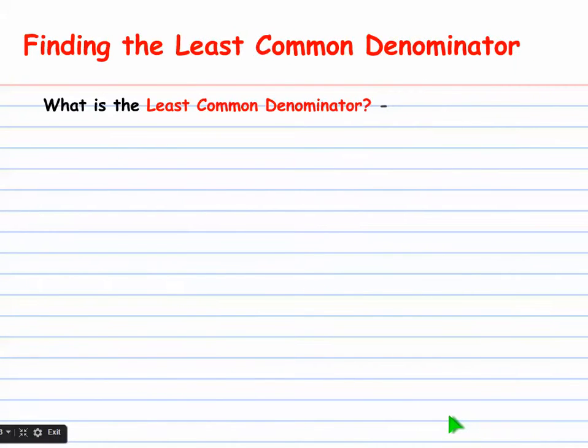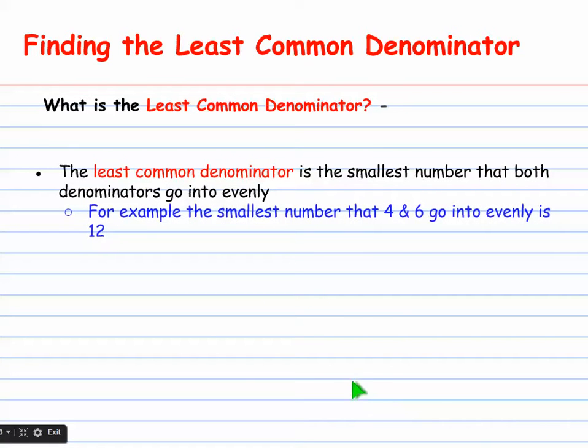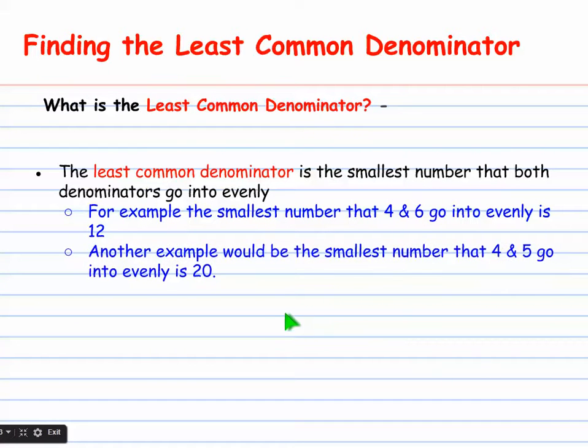What is the least common denominator? It is the smallest number that both denominators go into evenly. For example, the smallest number that 4 and 6 go into evenly is 12. 4 goes into 12 3 times, 6 goes into 12 2 times. Both those numbers go into 12. Another example would be the smallest number that 4 and 5 go into evenly is 20. So the least common denominator is the smallest number that the two denominators go into evenly.